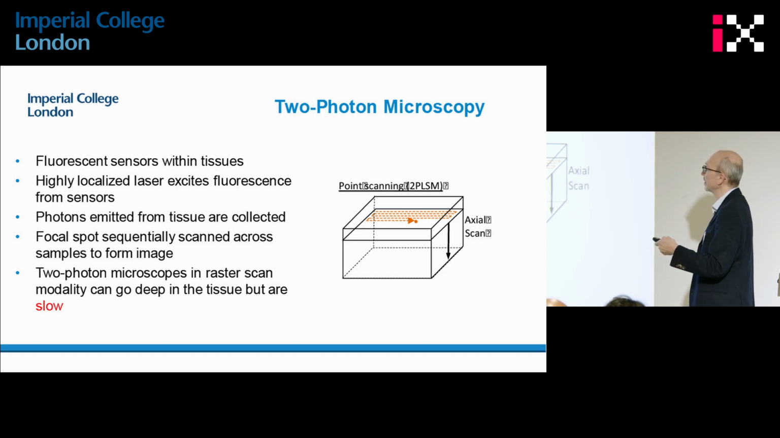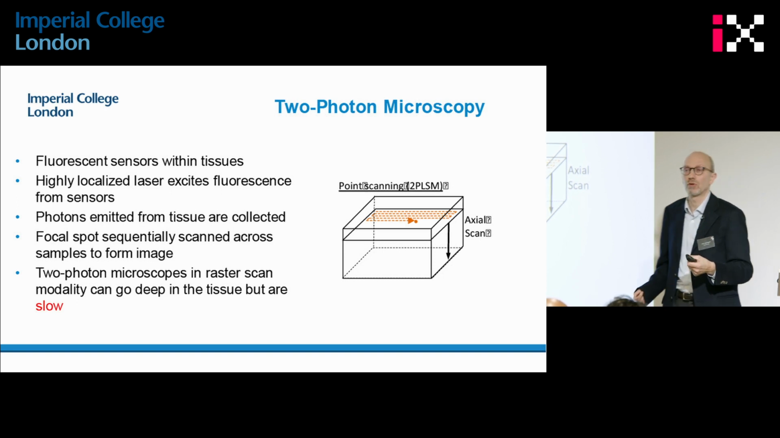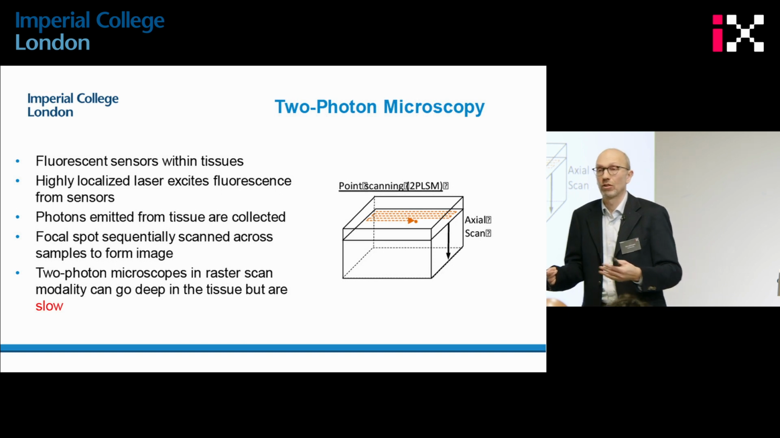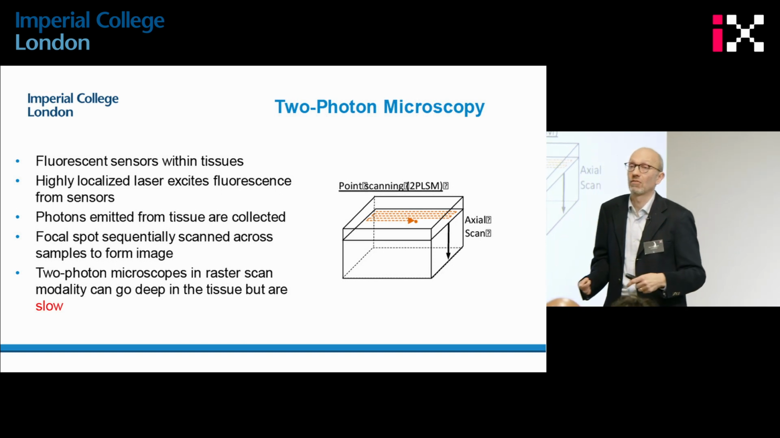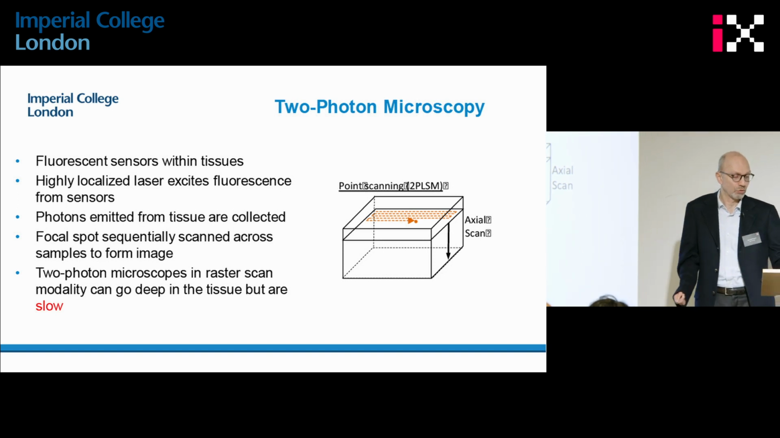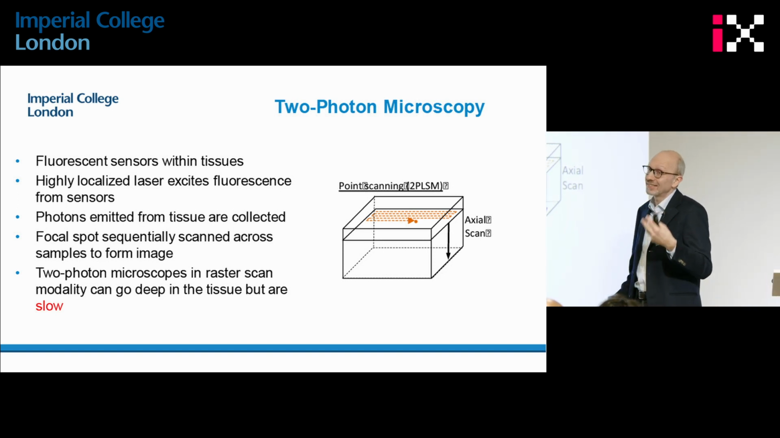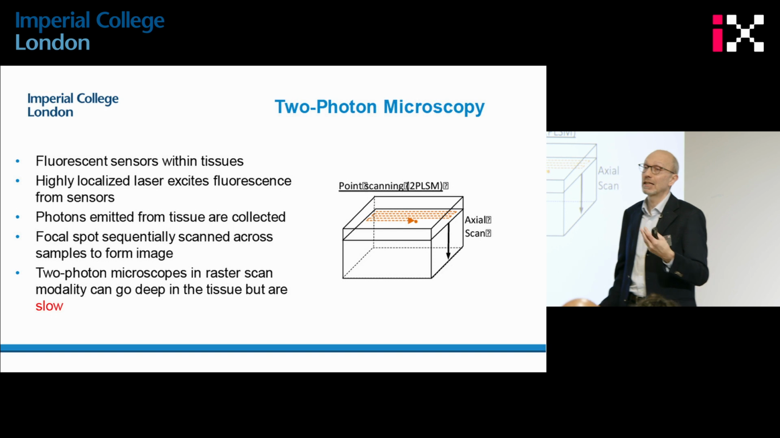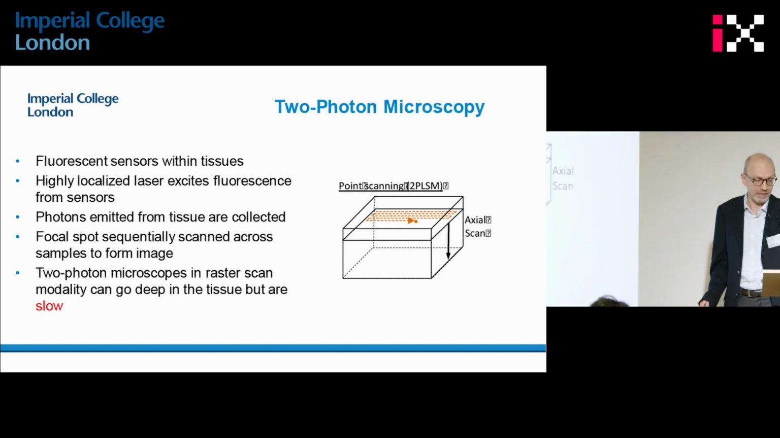The problem is that this is very slow, because you scan this plane here, then you go down, scan the following plane, and so on. It is just too slow if you want to go over a larger sample. So one needs to find a way to increase resolution in time while keeping a similar type of resolution in space.